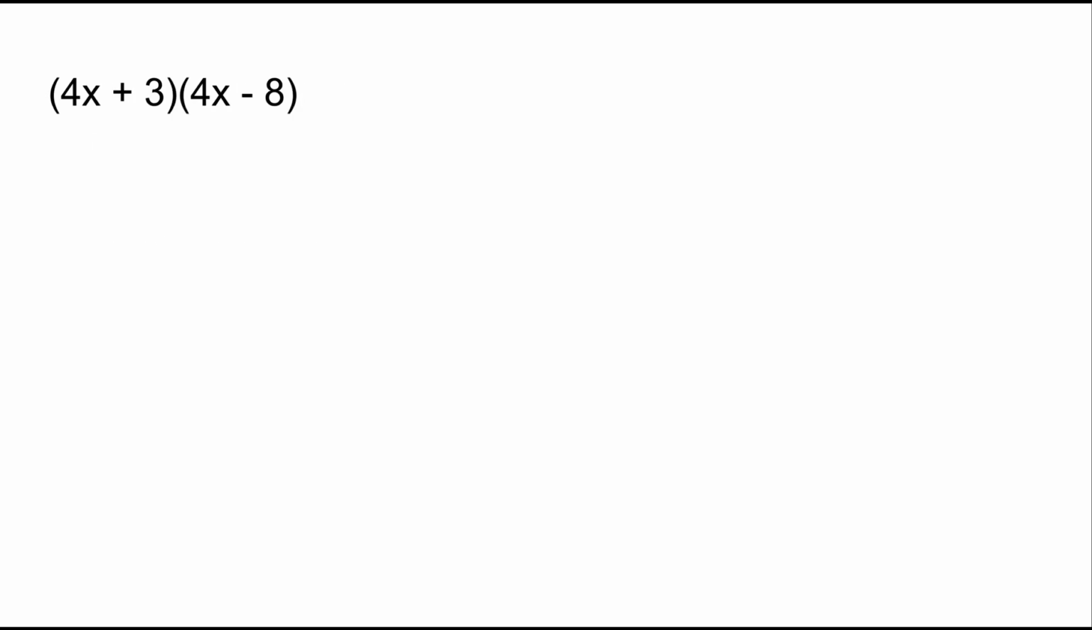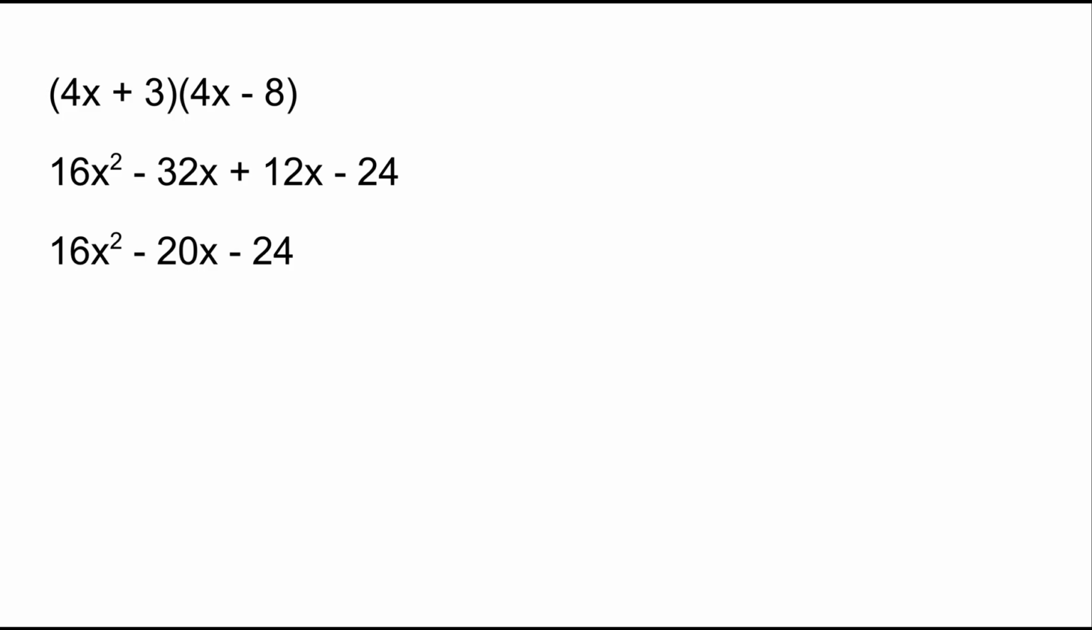Let's distribute. So we are going to multiply these 2 binomials together. 4x times 4x gives us 16x squared. 4x times negative 8 gives us negative 32x. 3 times 4x is positive 12x. 3 times negative 8 is negative 24. Our next step is to combine our like terms. So we have negative 32x and positive 12x, which gives us negative 20x. Then we rewrite the rest of our expression: 16x squared minus 20x minus 24.